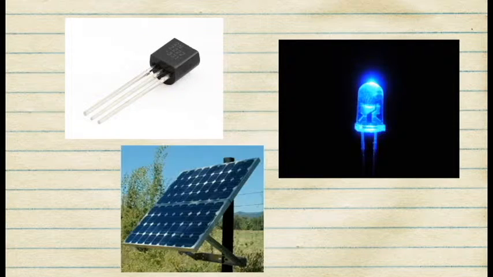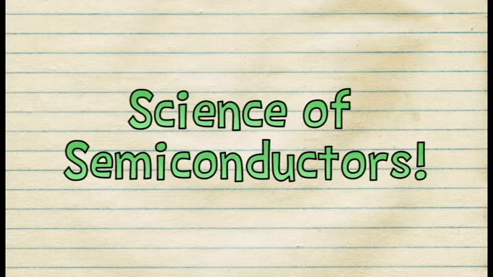This is a transistor, this is an LED, this is a solar panel. All these devices have different functionalities and are used for different things, but one thing they all have in common is they use the science of semiconductors. The semiconductor that is used is pure silicon.